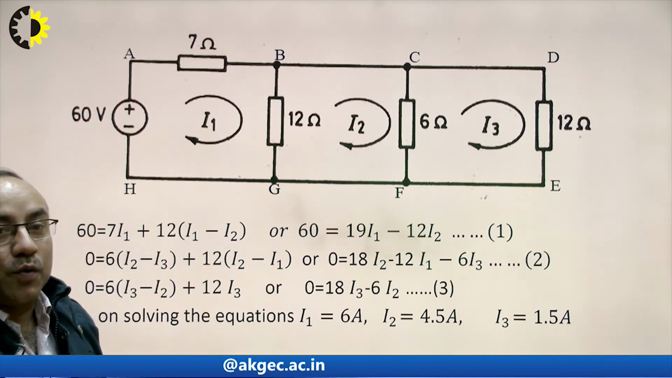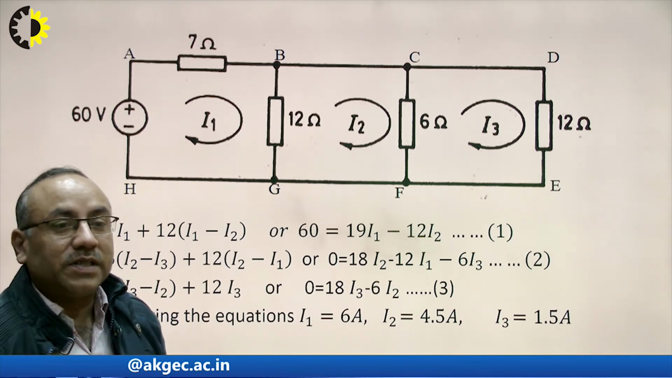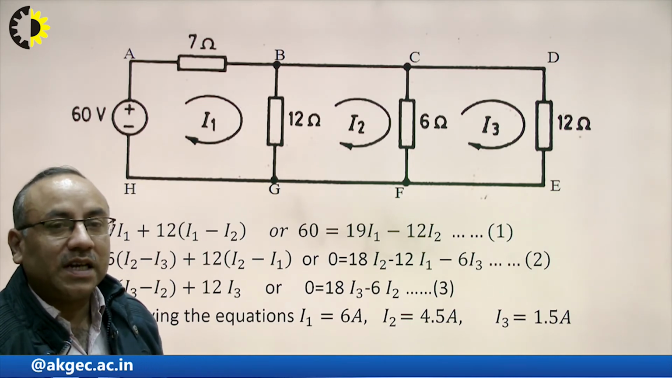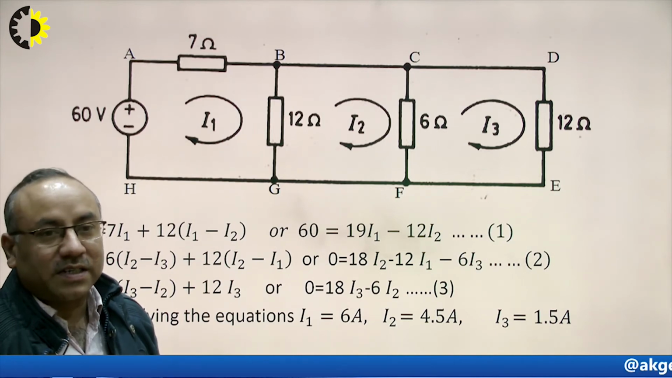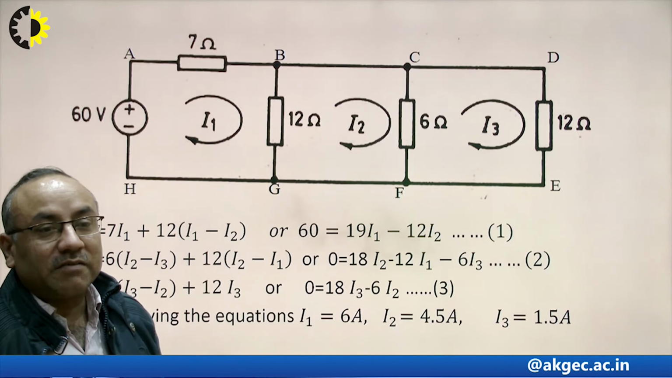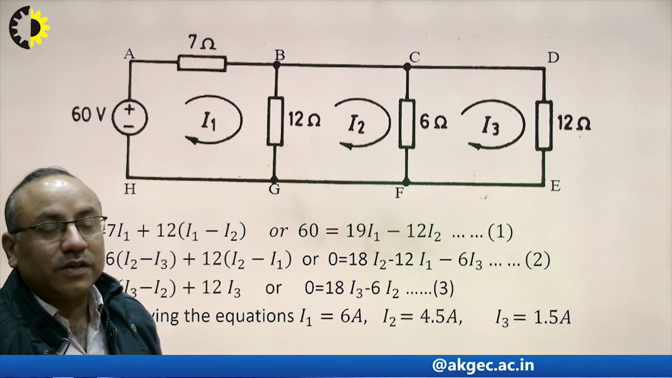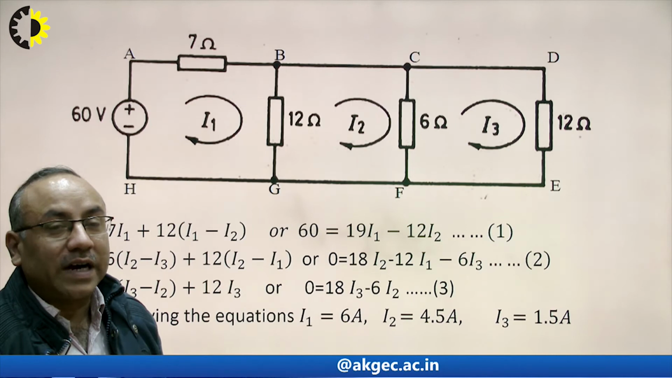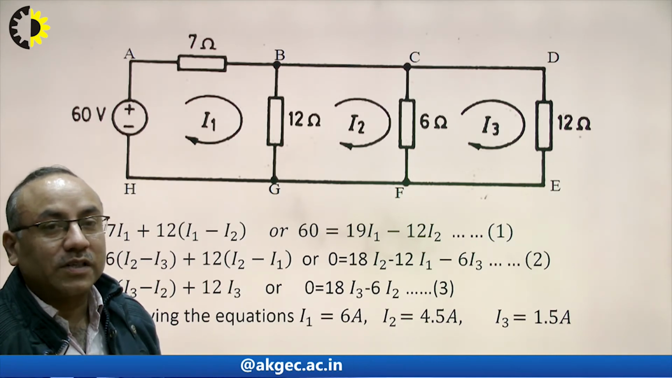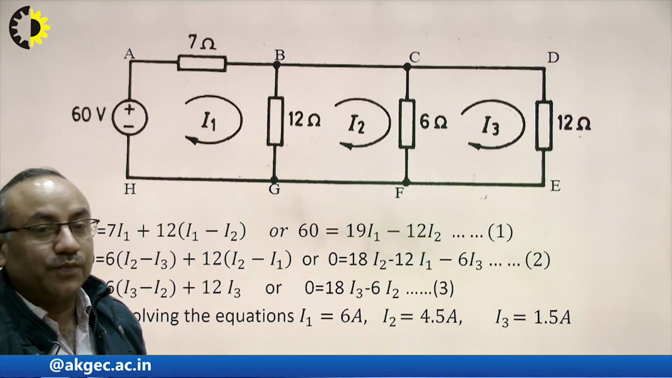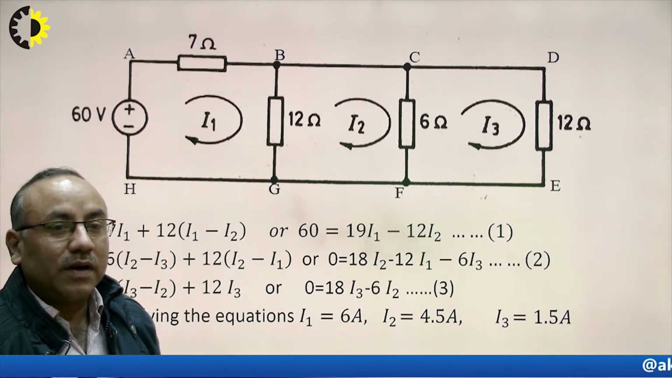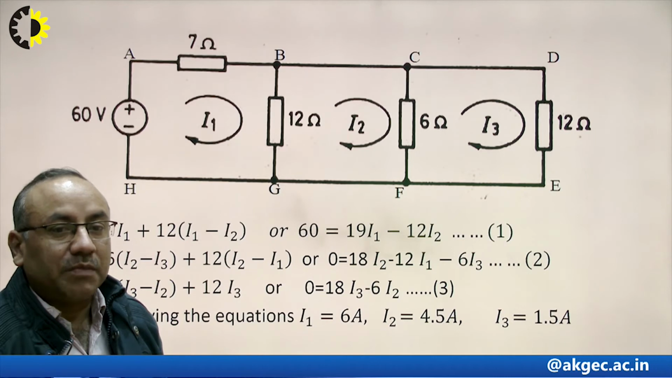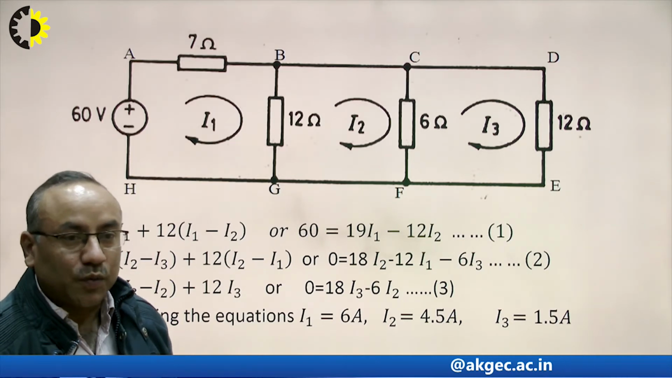Similarly, in mesh number 2, if we write the KVL equation, this becomes 0 equal to 6 times (I2 minus I3) plus 12 times (I2 minus I1). In this equation we see that one side of the equation is 0, the reason being that in the second mesh there is no active source, no battery or voltage source. That is why one side of the equation is 0, and on simplifying, this equation becomes 0 equal to 18 I2 minus 12 I1 minus 6 I3, which is equation number 2.